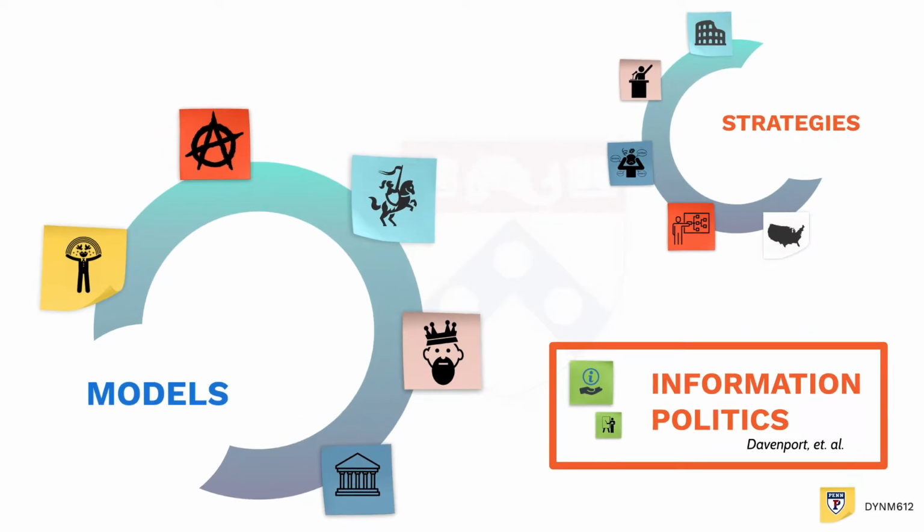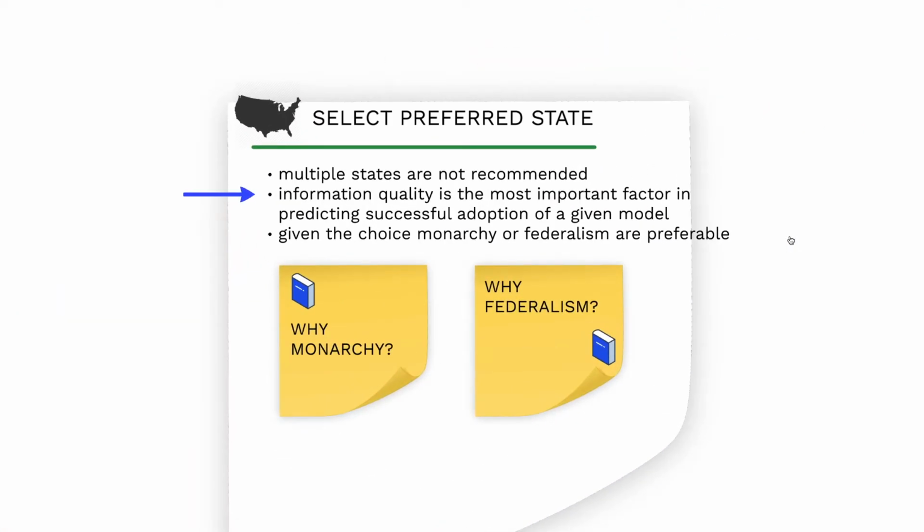Once these models are defined, the authors go on to talk about different criteria or characteristics that individuals or leaders can use to manage such politics. The first is all about selecting a preferred information state. Now, the authors talk in this space about how multiple states are generally not recommended, although several large companies may wind up employing such concepts in different divisions or subdivisions that don't have a central governance model.